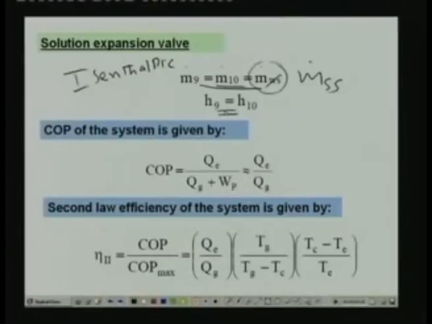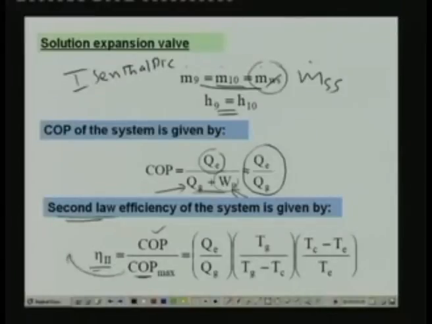Finally, the COP of the system is given by refrigeration capacity divided by the input to the system. Input is in the form of heat to the generator and the solution pump work. As we have seen in the last class, the pump work is negligible compared to the heat input, so this is approximately equal to QE by QG. You can also define what is known as second law efficiency or exergetic efficiency as the ratio of the COP of the system divided by the maximum possible COP.